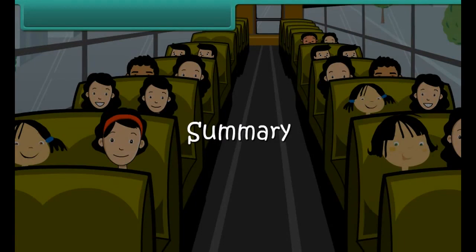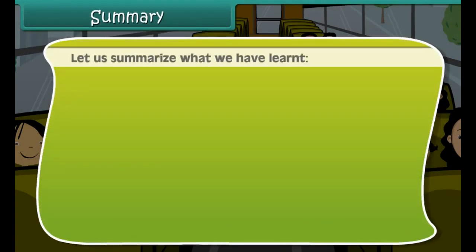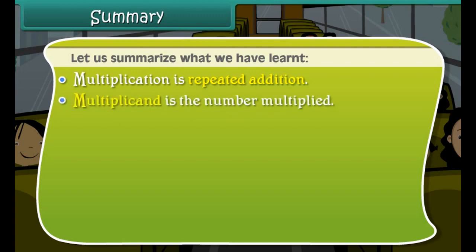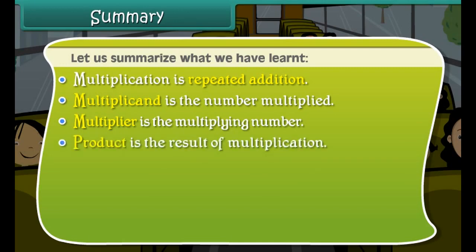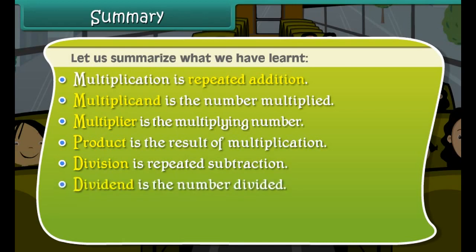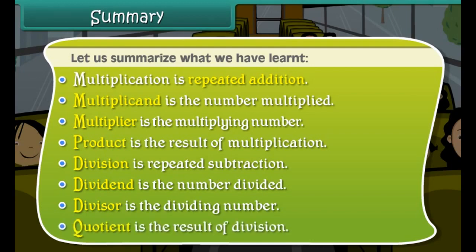Summary. Let us summarize what we have learnt. Multiplication is repeated addition. Multiplicand is the number multiplied. Multiplier is the multiplying number. Product is the result of multiplication. Division is repeated subtraction. Dividend is the number divided. Divisor is the dividing number. Quotient is the result of division.